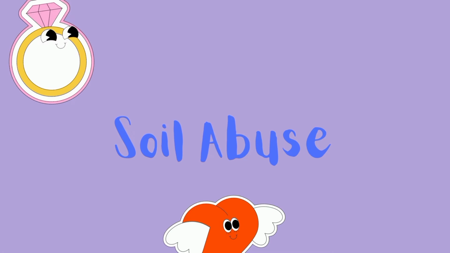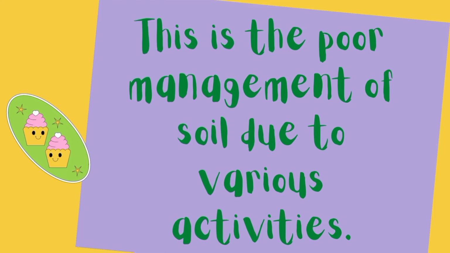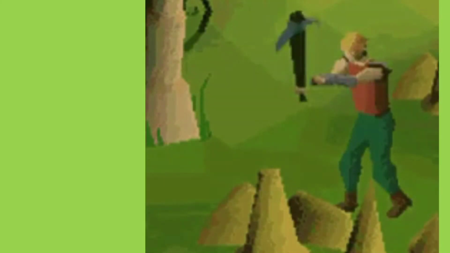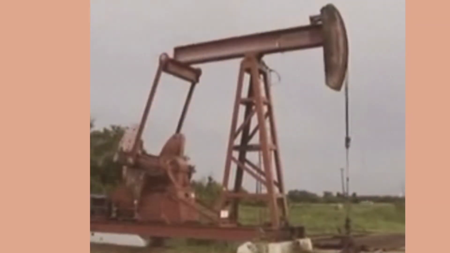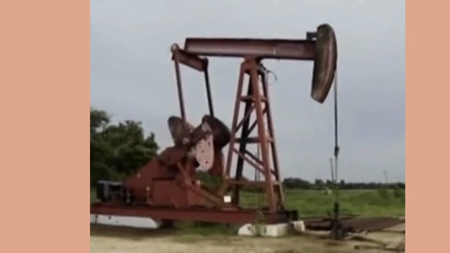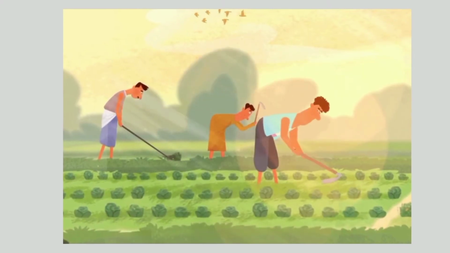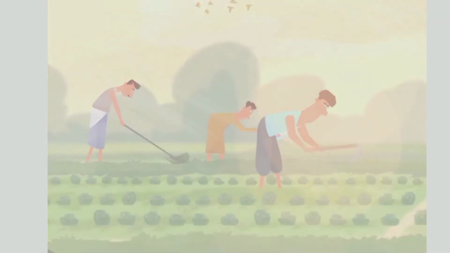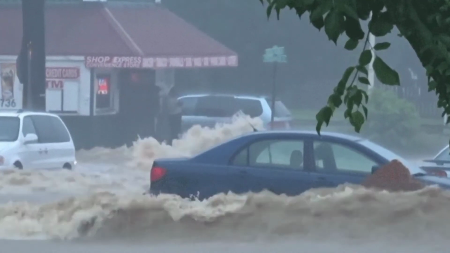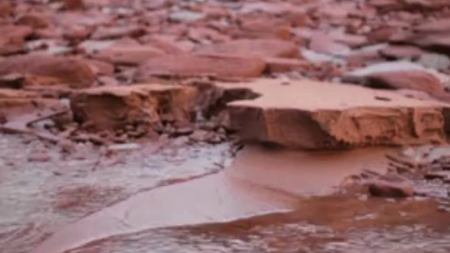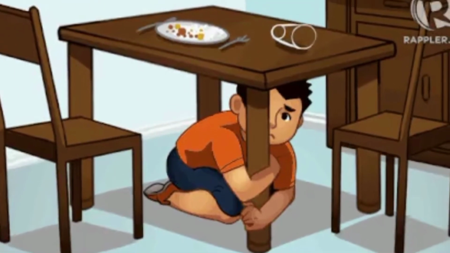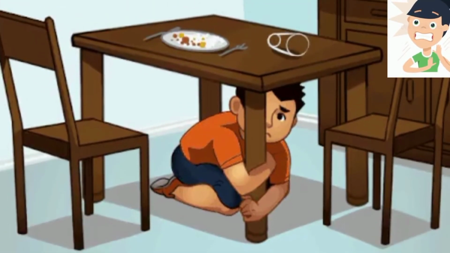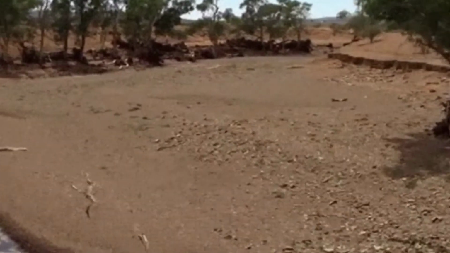Soil abuse. Soil abuse is the mismanagement of soil. And we can mismanage our soil in different ways: mining the soil indiscriminately and drilling things from the soil can lead to soil mismanagement. Poor farming can also lead to soil mismanagement. All this can cause flooding, soil erosion, and earthquake. It can even lead to desertification.